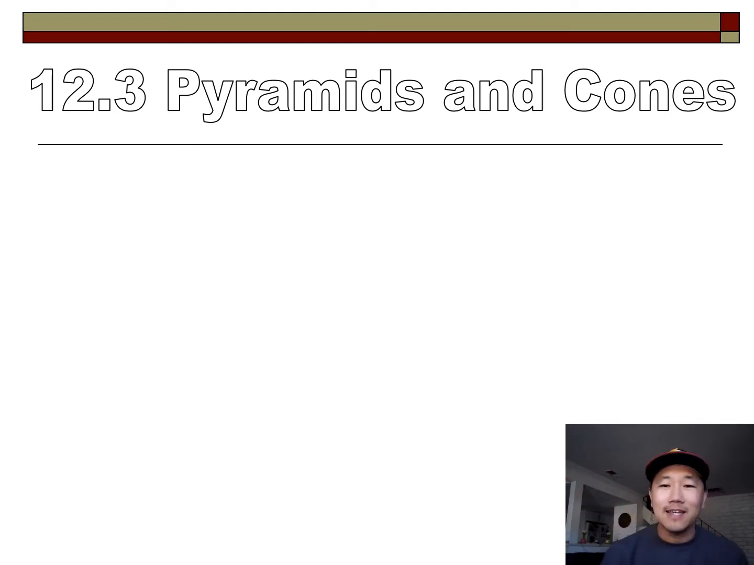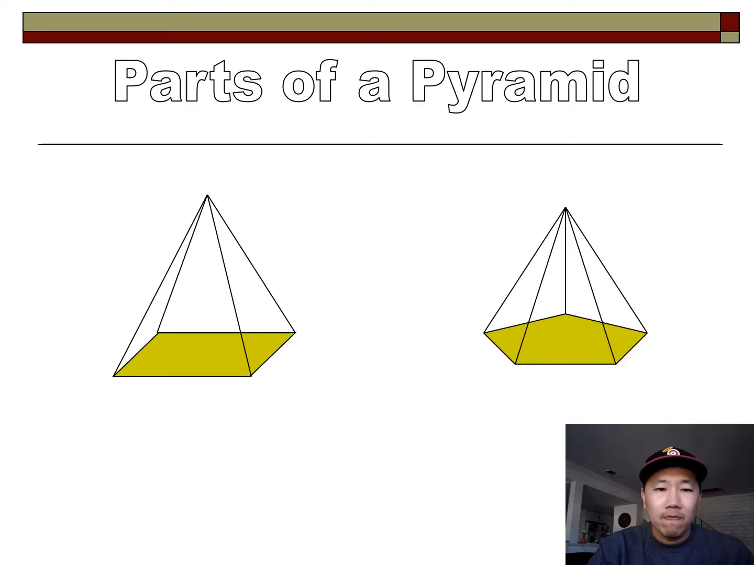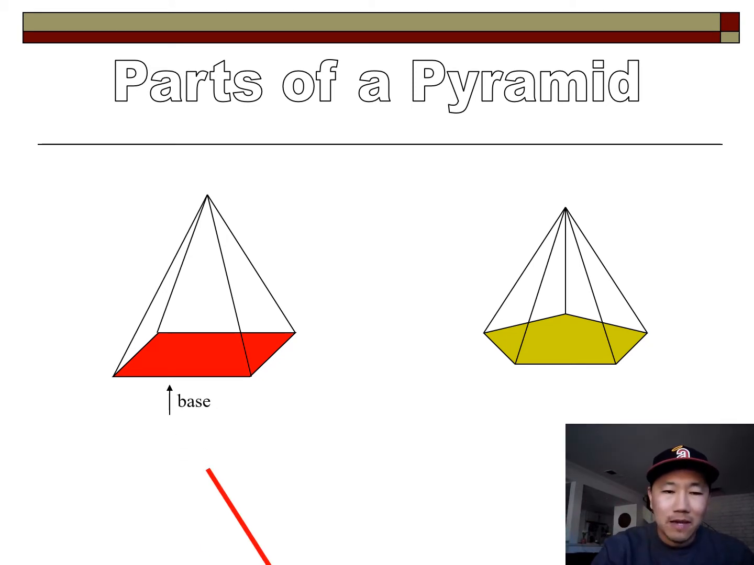12.3, pyramids and cones. All right, we're moving on to two new shapes. Let's first take a look at pyramids and all of its parts. There it is. It is called the base. The very bottom of the pyramid is called the base.